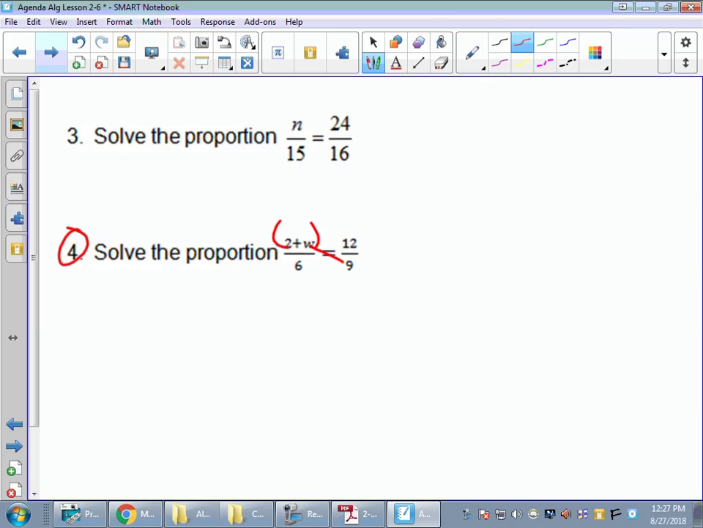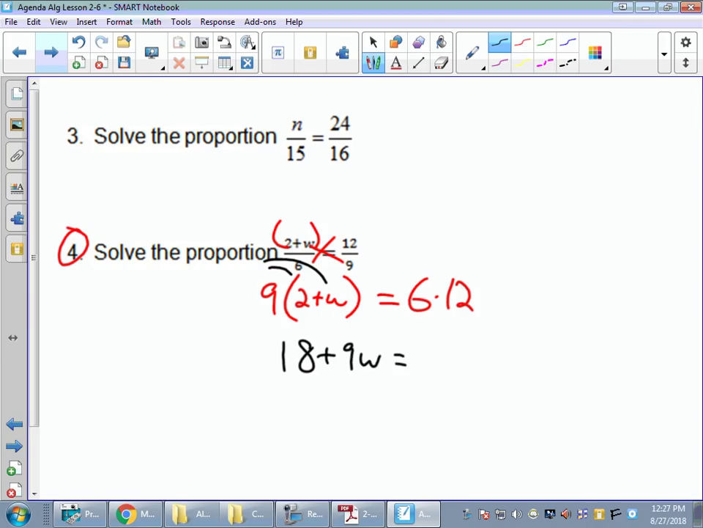So you're going to have 9 times 2 plus w, and then that's going to be equal to 12 times 6, or 6 times 12, either way you want to put it on the other side. Now we have to do the distributive property, 9 times 2 and 9 times w. So I have 18 plus 9w. And 6 times 12 on the right side is equal to 72. So now I've gotten rid of my parentheses. I've got my variables on one side. I just have to get this 18 over to the other side, so I'm going to subtract 18 from each side.